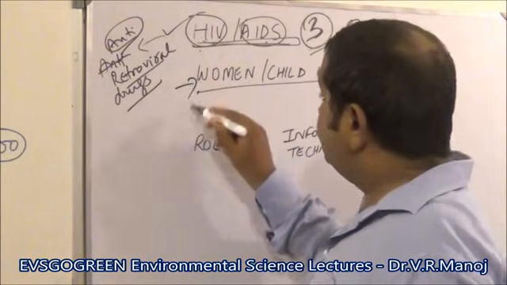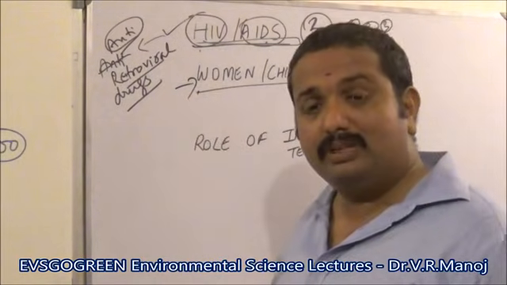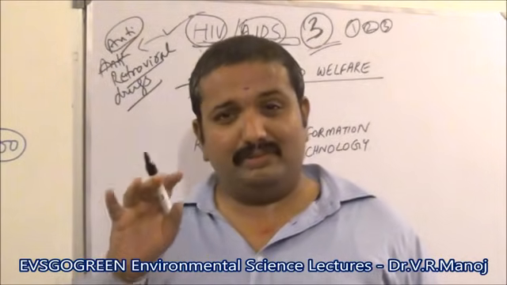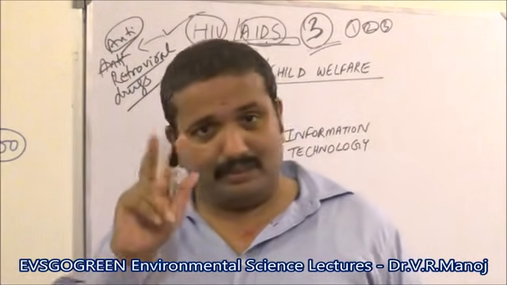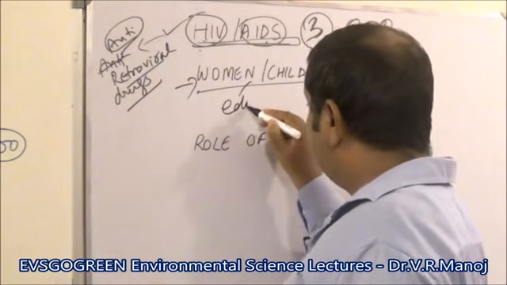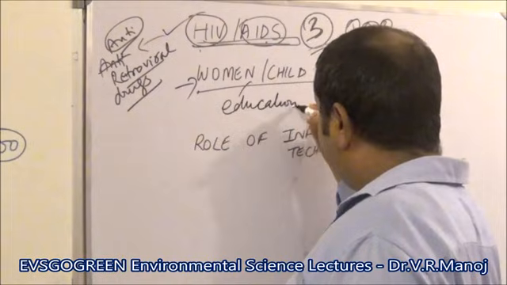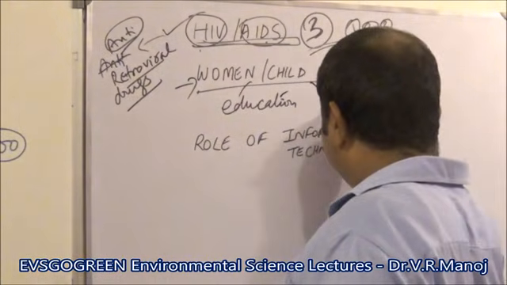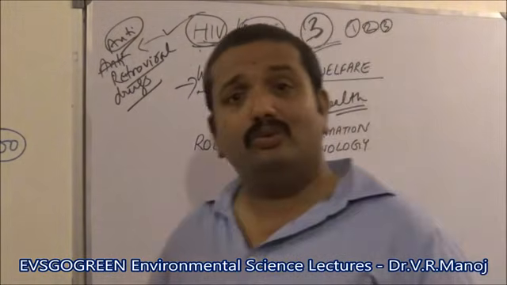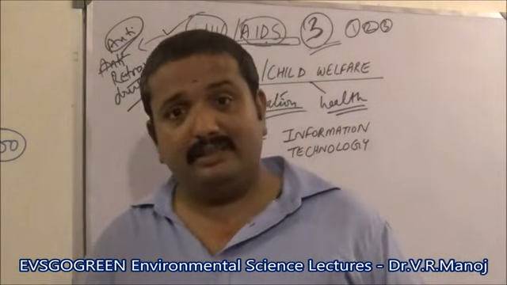Another important aspect is the women and child welfare programs that are present in our country and also abroad. So basically, if you want to remember them very easily, just remember that there are only two aspects to this. One is education and the other is health. So these are the two major issues which are very prominent for both women and child welfare.